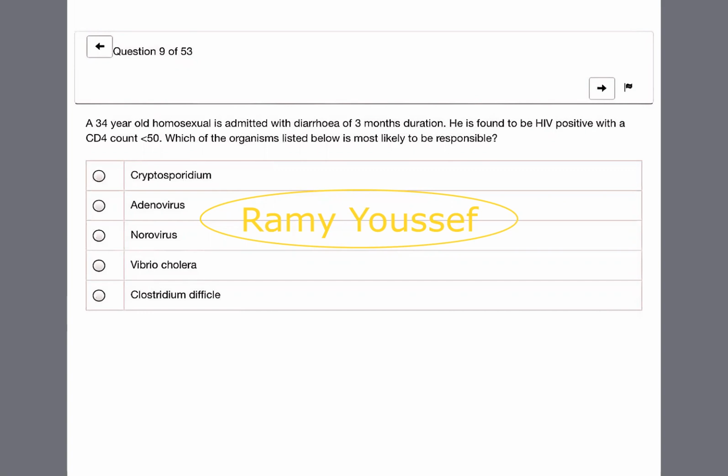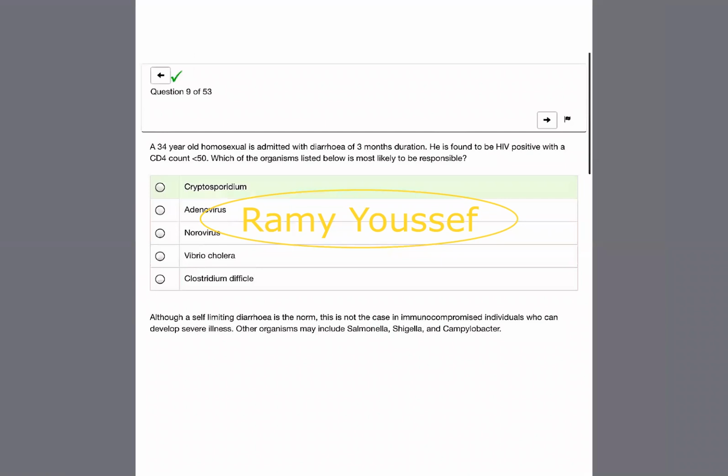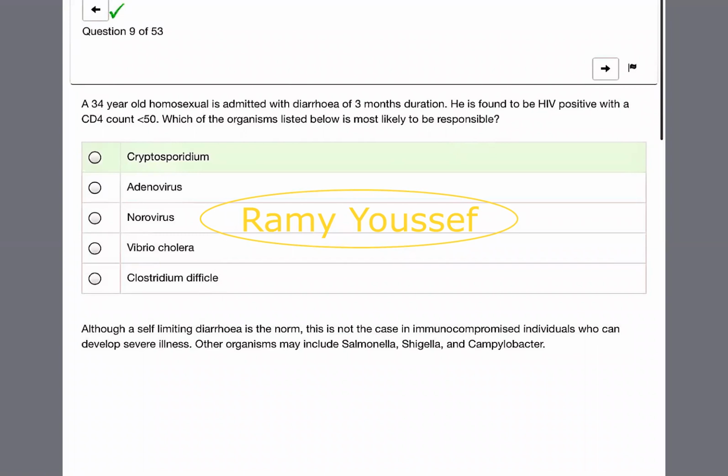Okay. All your friends are going for A, cryptosporidium. Cryptosporidium is the organism that causes diarrhea in immunocompromised patients or post-transplant patients, like HIV patients, and patients receiving immunosuppressive drugs like corticosteroids or chemotherapy. They are susceptible to cryptosporidium as the most common cause of diarrhea, especially those post-transplantation who are on immunosuppressive drugs.